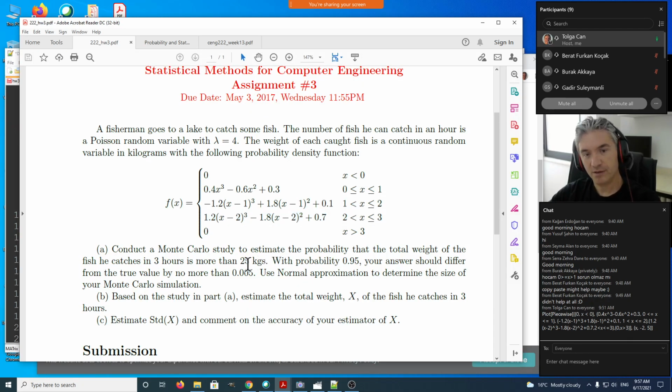Anyway, the problem is that the number of fish is random and the fish weight is random, two things that are random, and there are many of these variables. If the fisherman catches 11 fish, there will be 11 independent random variables, one for each of those fish. Our goal is to estimate the probability that the fisherman is going to catch fish totaling more than 25 kilograms in 3 hours. This was the Poisson random variable with lambda equal to 4 for 1 hour. So in 3 hours it becomes 3 lambda, so lambda becomes 12.